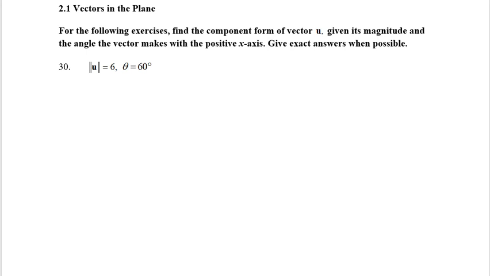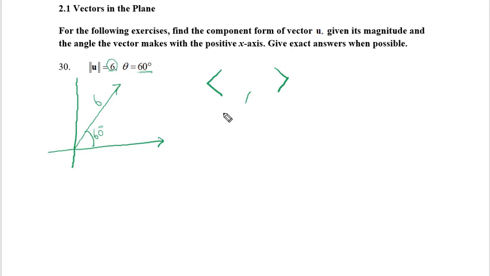And what they're talking about in number 30 here is we have a vector that's 6 units long at an angle of 60 degrees with the positive x-axis, which would be here. So this angle that they're talking about is the 60-degree angle. And this is 6 units long. So we want to give that as a vector in component form.